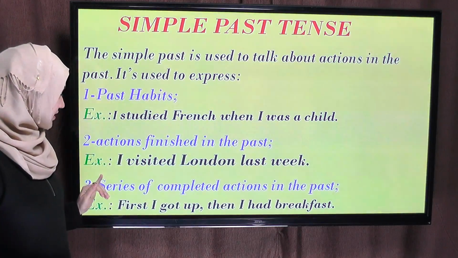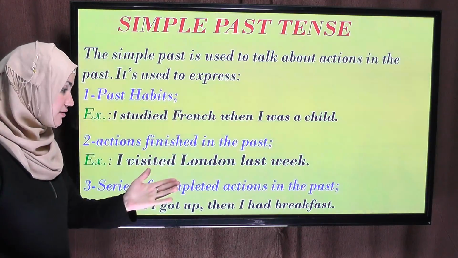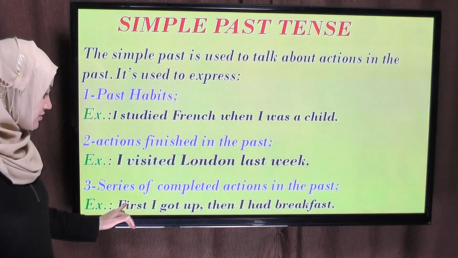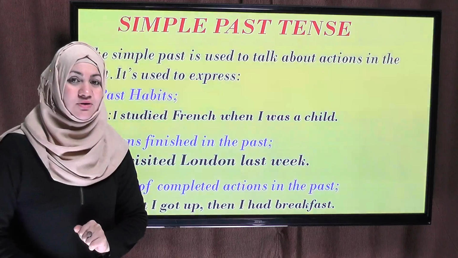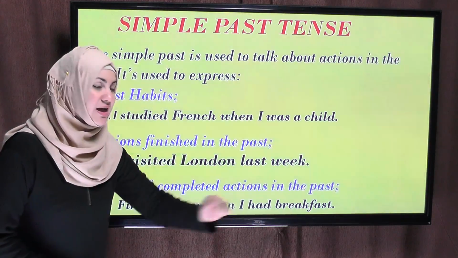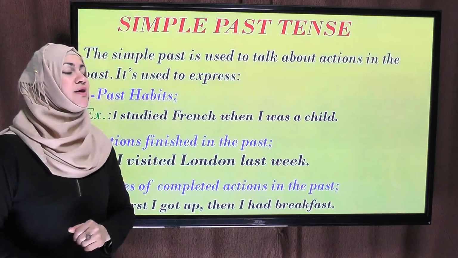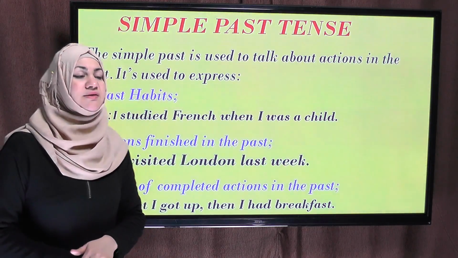The third point, a series of completed actions in the past. An example here, first I got up, then I had breakfast. You see here the series. Got up, then had breakfast. After that, we will see how we form the simple past.